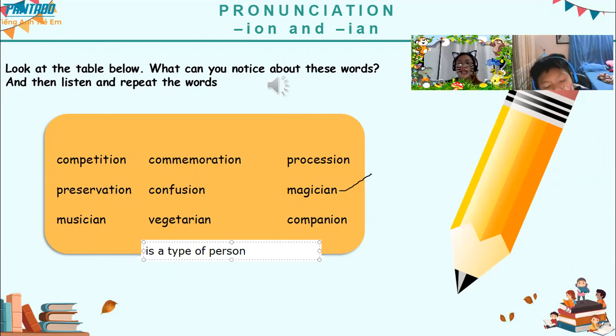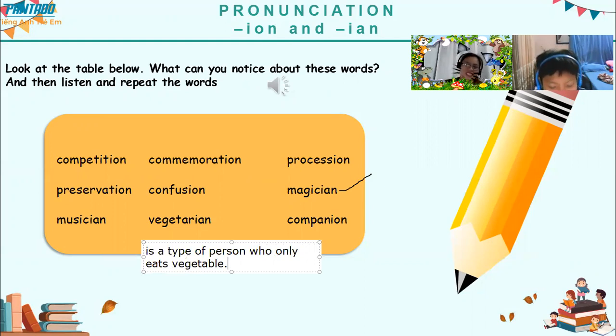It talks about his or her diet. When we say a vegetarian, this is a type of person who only eats vegetables. You can use that sentence, but not the verb eat. I am a vegetarian. Are you a vegetarian? No. Me too, I am not a vegetarian. Pick another word.